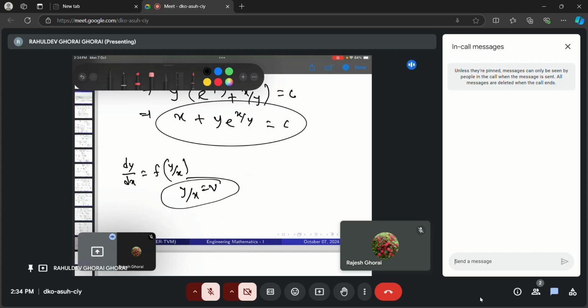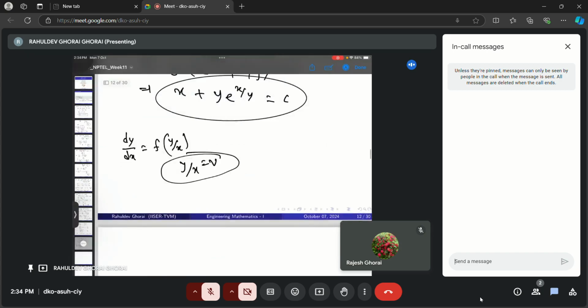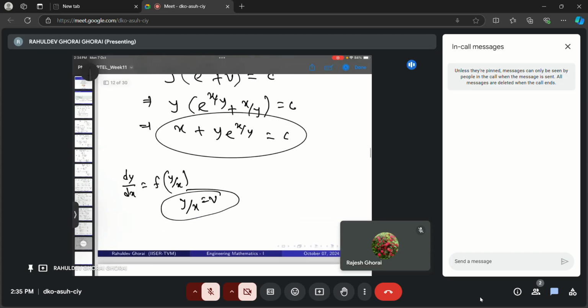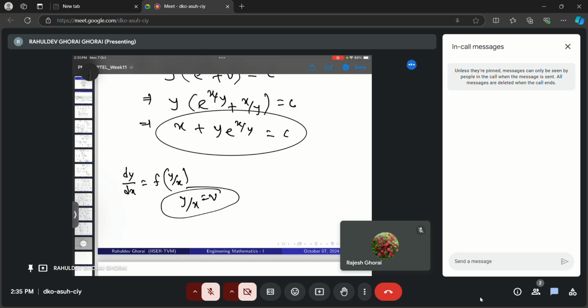I resume the class from here. So what we were doing is, if you have this type of differential equation, then we can take y over x is equal to v, and transform the equation to make our life a little easier.